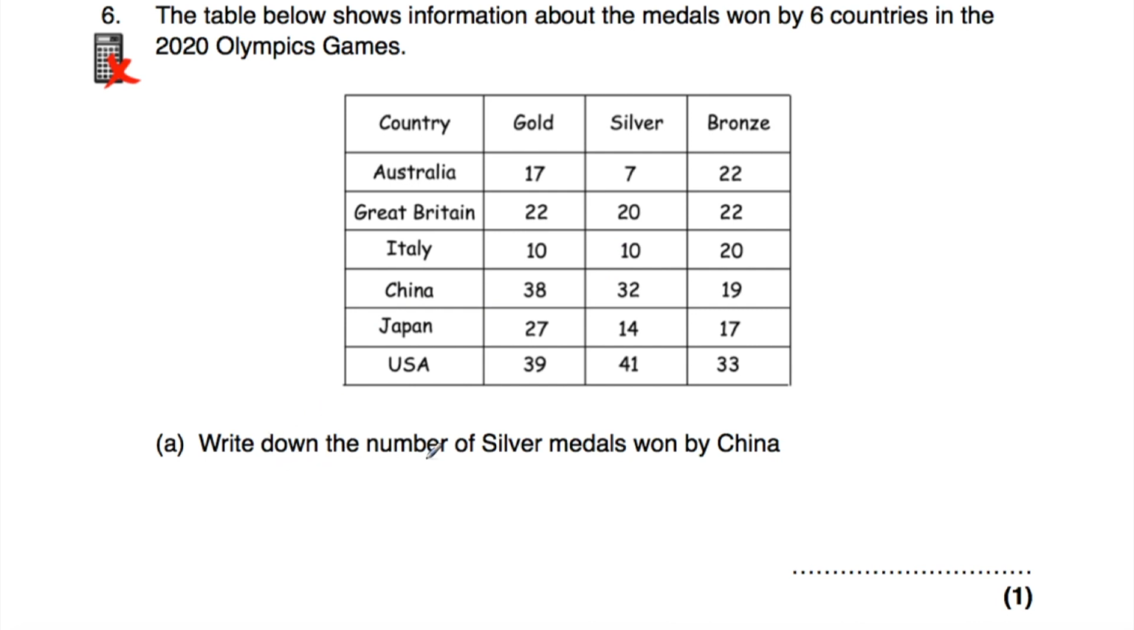And part A says, write down the number of silver medals won by China. So if we go to have a look at China, we've got China and the silver medals. They won 32 silver medals. So the answer would be 32. China won 32 silver medals.